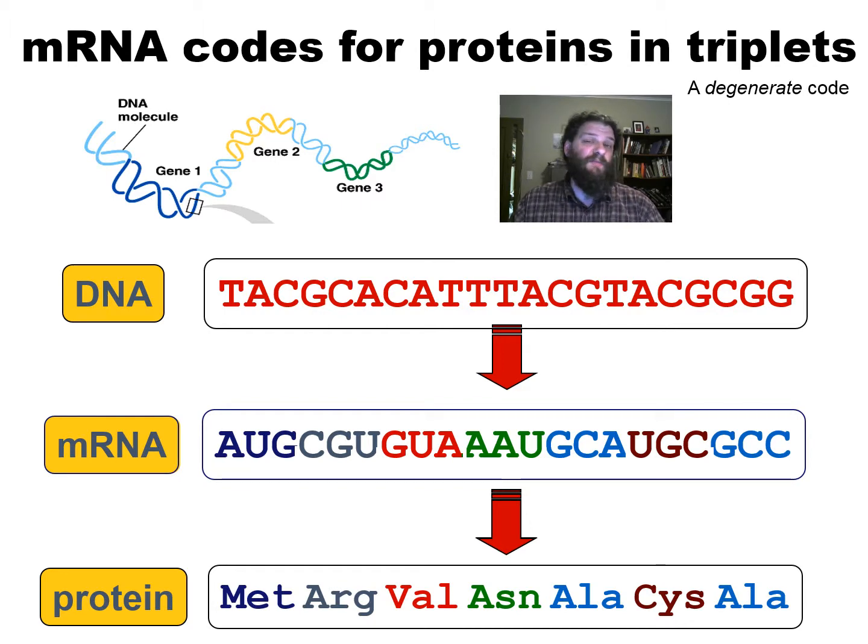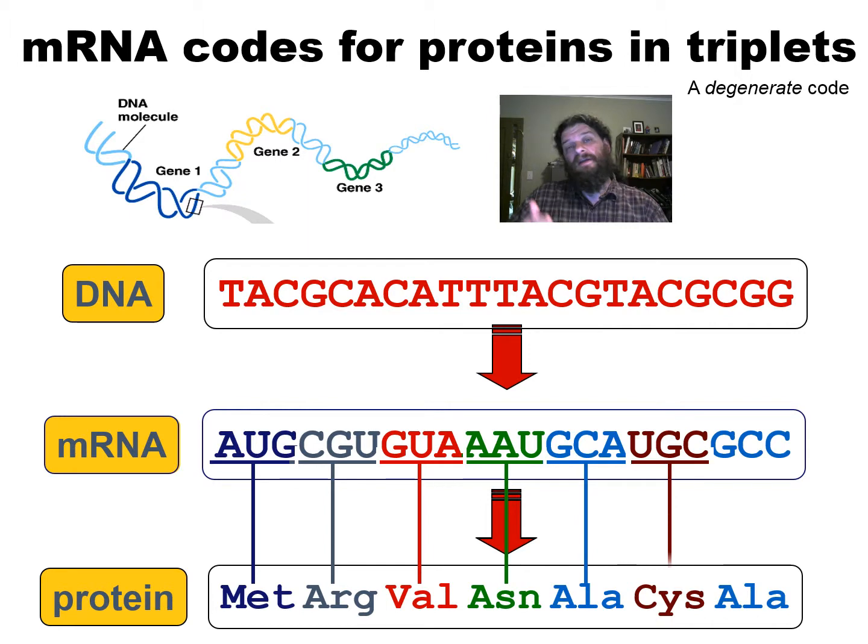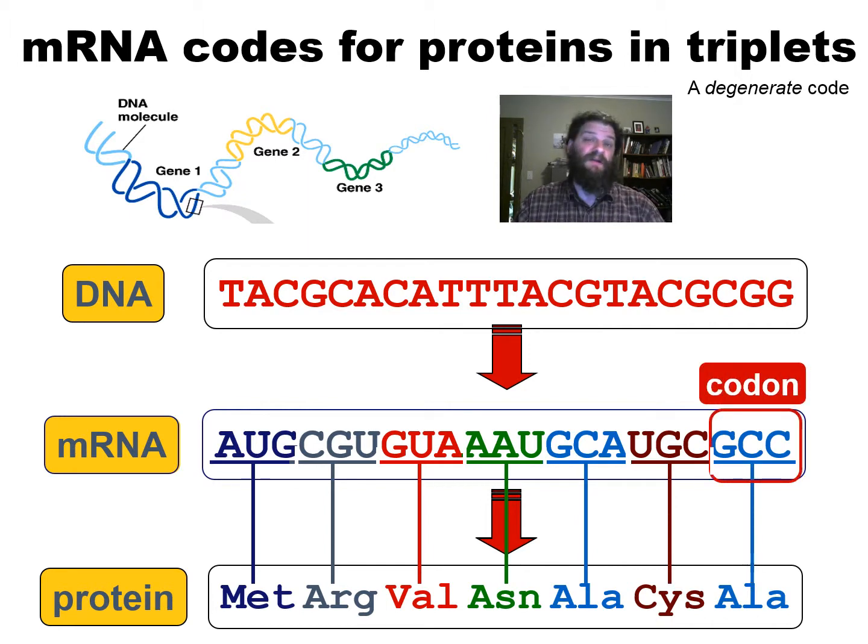That means that there's going to be redundancy built in. It is a degenerate code, and it is read in triplets. Each sequence of three bases corresponds to a particular amino acid, and those groups of three bases are called codons. Each codon codes for a particular amino acid in series.